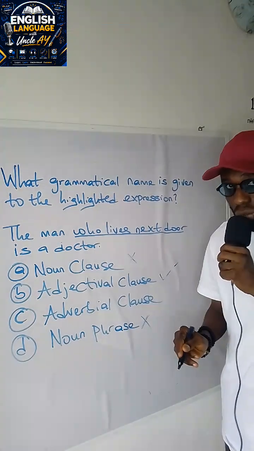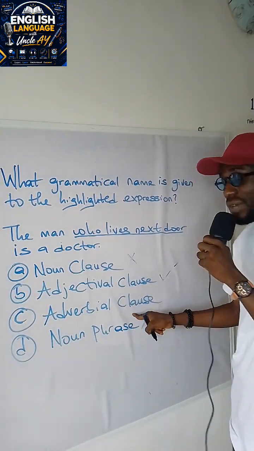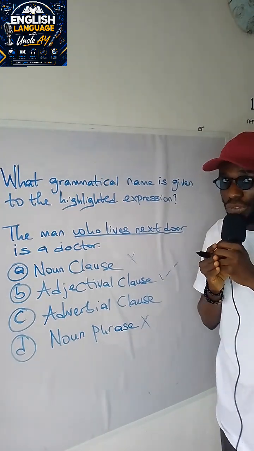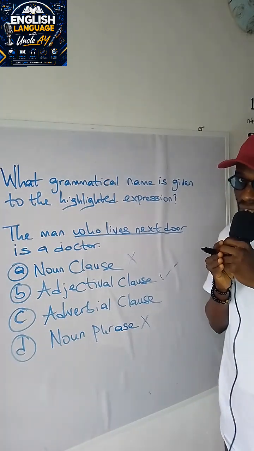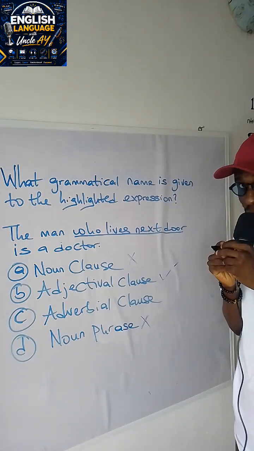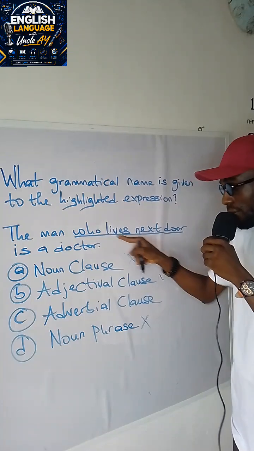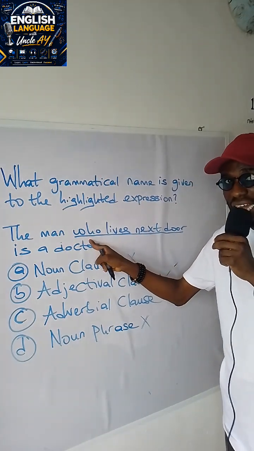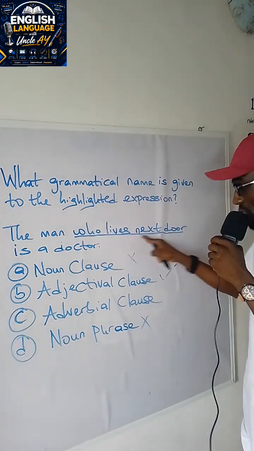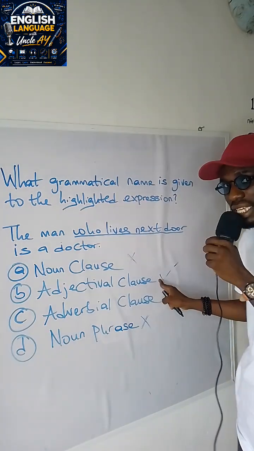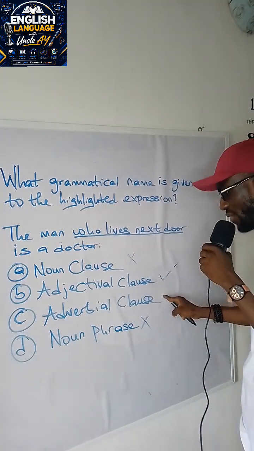But let's find out about option C. Option C says an adverbial clause. What is an adverbial clause? An adverbial clause is one that modifies a verb, an adjective, or another adverb in the sentence. But this expression is not an adverbial clause. Why? Because we have a relative pronoun introducing our very expression here, and this identifies much with the adjectival clause and not the adverbial clause.